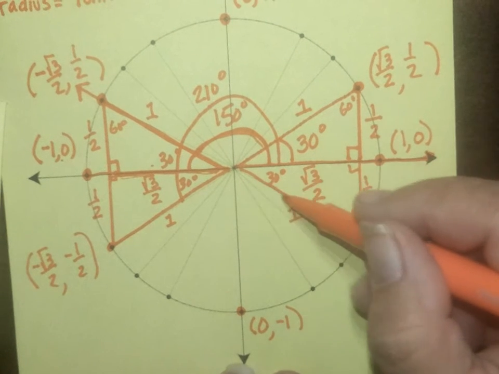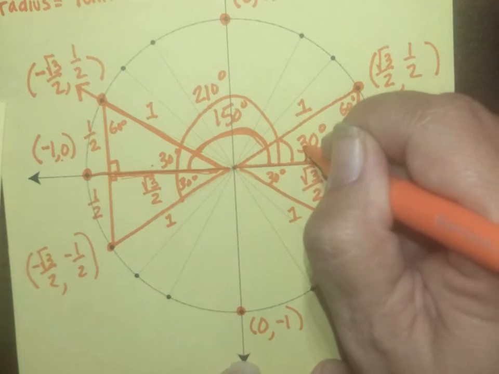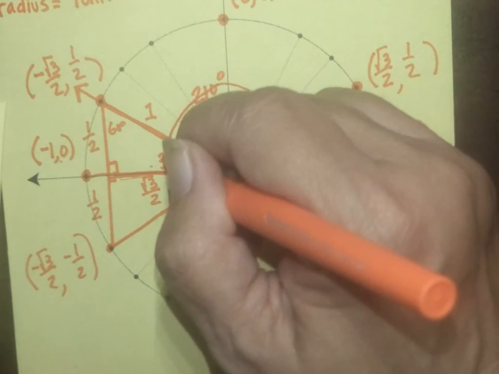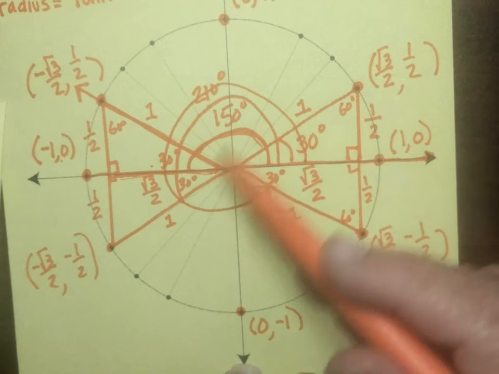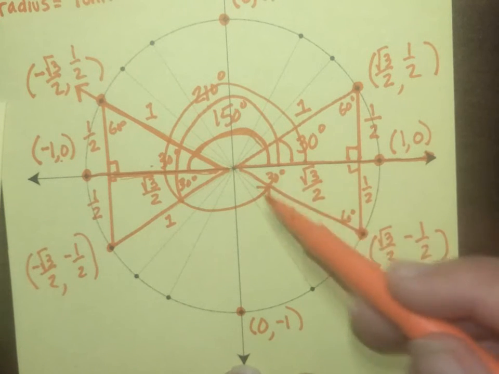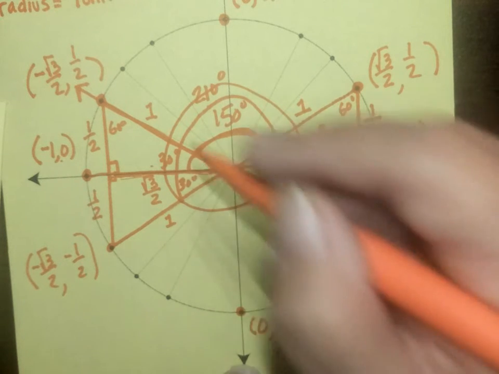So let's go back. What angle is this? It's the angle that starts here and goes all the way around to here. It almost goes to 360. It's just 30 degrees short of 360, so it must be 330.